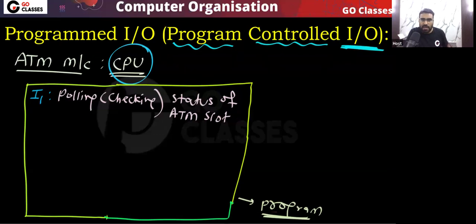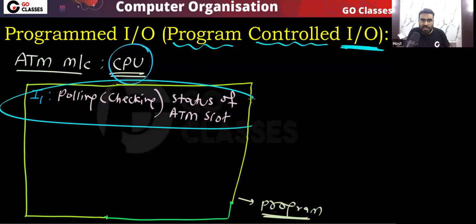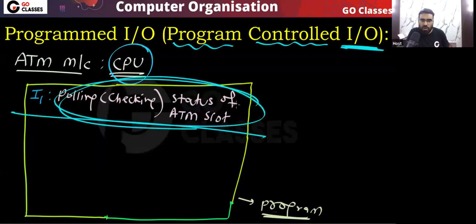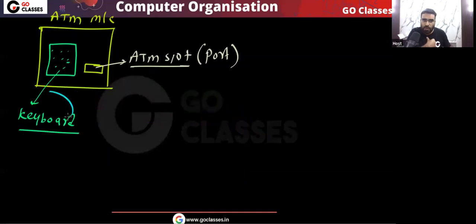Remember this: if you press the keyboard button without inserting the ATM card, nothing will happen, because the first instruction is that you are continuously checking the ATM slot. Yes or no? So in this program which is run by the CPU, right now we are not checking the keyboard. Because we are not checking the keyboard, if you press the keyboard button, nothing will happen.